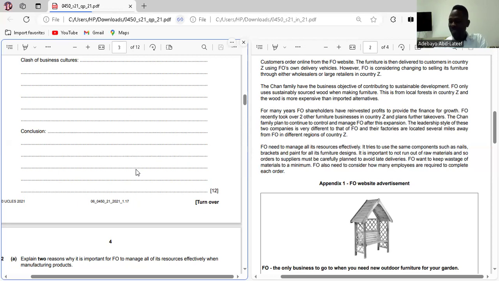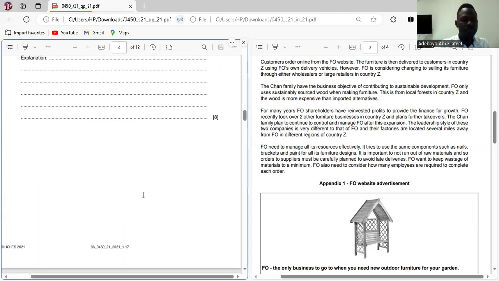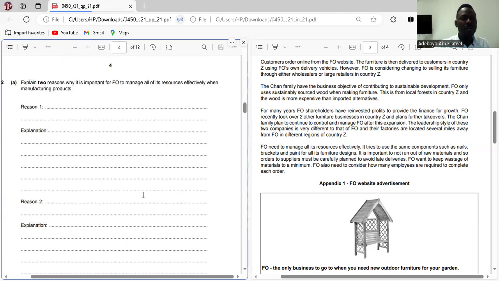Yes. Okay. So we'll go to question 2. Explain two reasons why it's important for the business to manage all its resources effectively when manufacturing products.